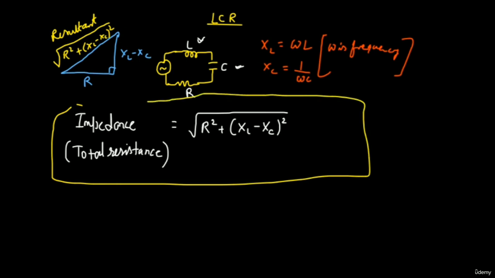Congratulations, you have understood that. So this is the Z, which is impedance. But one last question is still here. Why are we writing XL minus XC whole square? Where did this come from? Well, the logic here is very interesting.